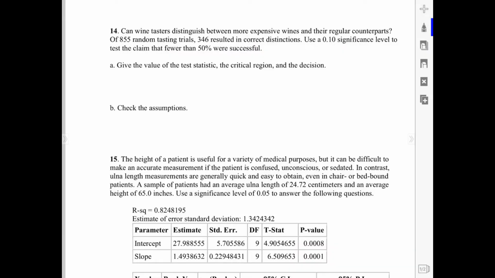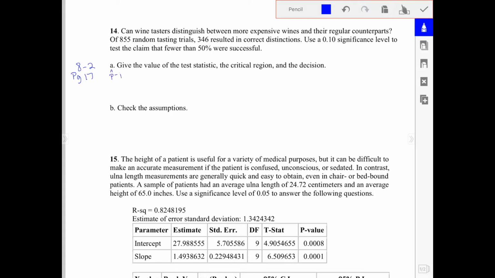All right, so this is back to your hypothesis testing. This is from chapter 8. Let's see, on this one, looks like we are testing, what are we testing? A proportion, which I found in 8.2 on page 17. We're going to give the value of the test statistic, the critical region, and the decision.